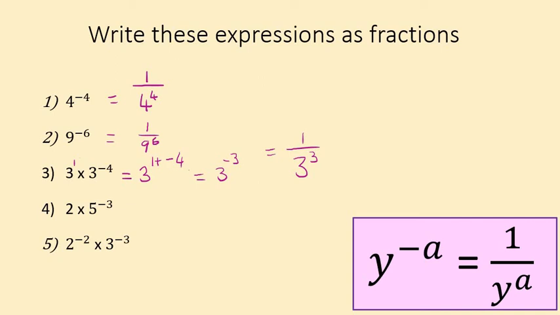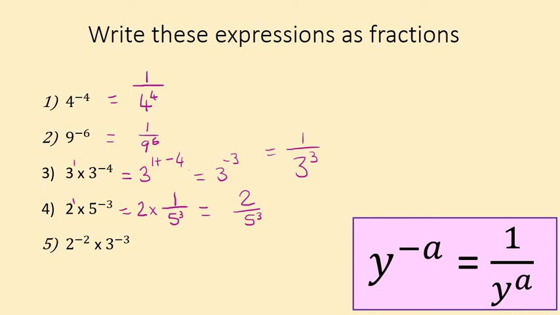Okay, so question 4, we've got some more multiplying. So I can just use the multiplying law again. But wait, I can't because they're not the same base. So if they're not the same base, we can't combine the powers. So I might just leave that 2 for a moment and then think about this 5 to the minus 3. So the 5 to the minus 3 is going to be 1 over 5 to the 3. Okay. And I think what I'm going to do is I'm just going to nicely put that 2 on top there. So it would be 2 over 5 to the 3.